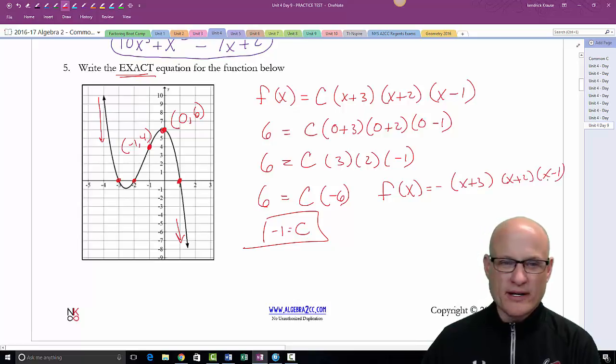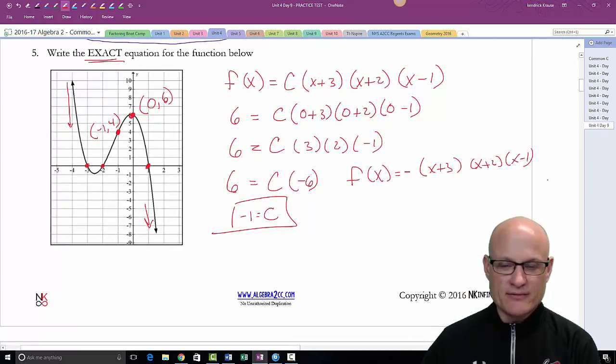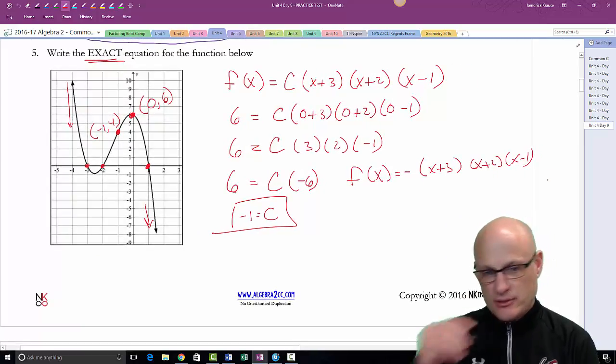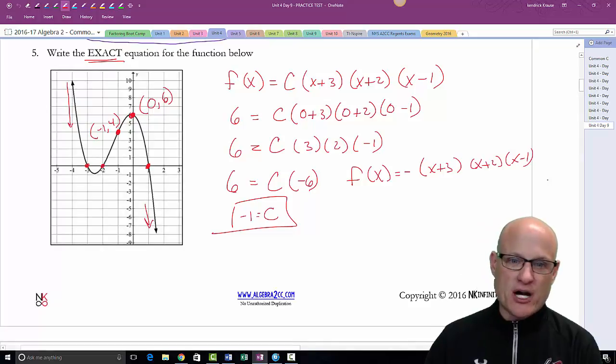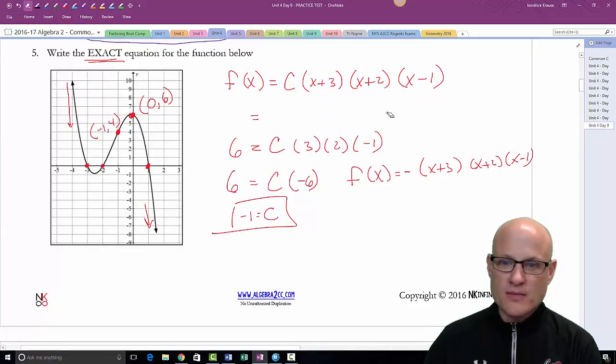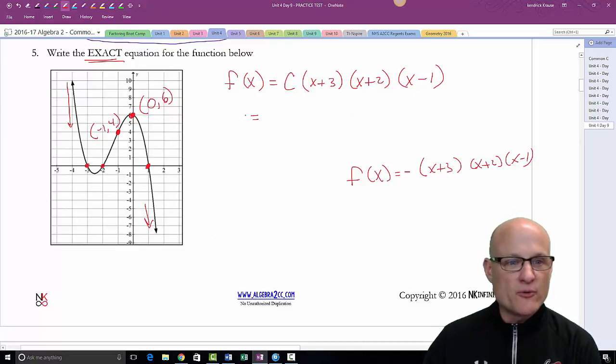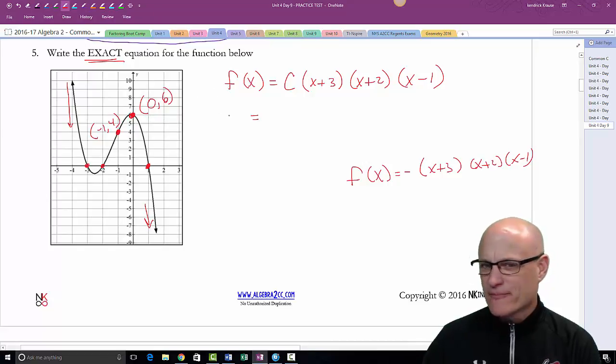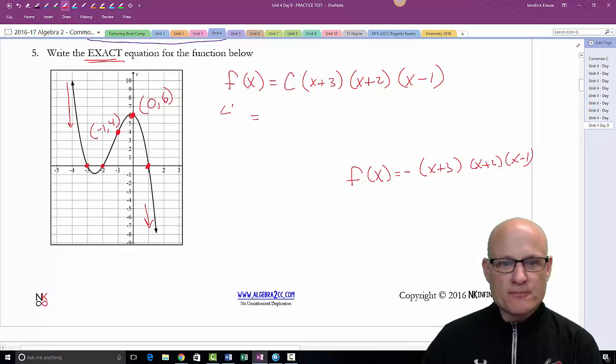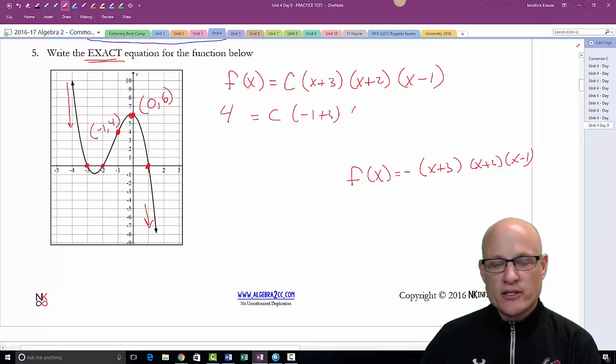Well, that's really boring. I thought I was going to come up with something a little bit more creative. I knew that much. Let me see if it works if I put the other point in there. It should, right? I still should come up with that same exact equation if I use the point negative 1, 4. If, in fact, that is an exact point, which it kind of looks like it is, but I'm not sure. So we're going to put in 4, C times negative 1 plus 3, negative 1 plus 2, and negative 1 minus 1.